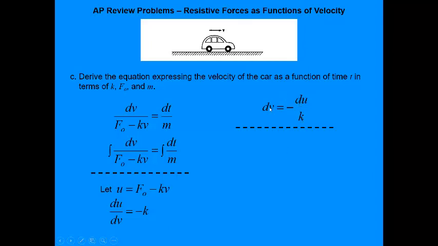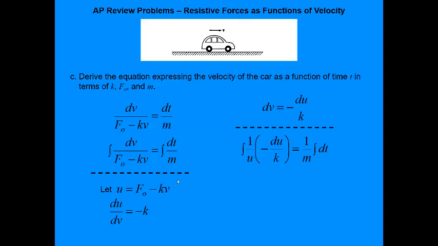And we can plug that in right over here. And we can plug in u for f of o minus kv. So I'm going to do two substitutions. U is going to get substituted in here, and negative du over k is going to get substituted in here. Note on the right-hand side, I factored out the 1 over m, the 1 over the mass of the car, because it's a constant, and I can do that. So make sure you're okay with my little u substitution here.